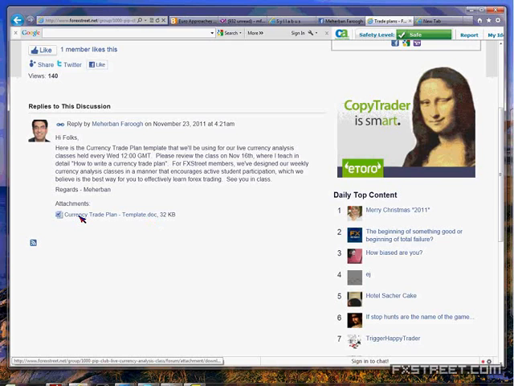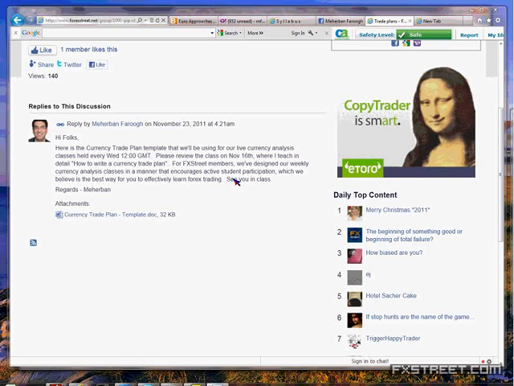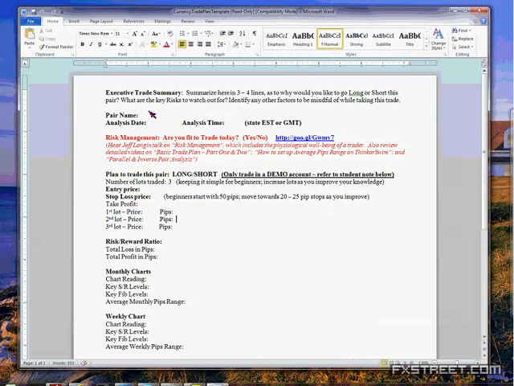go down and pick up this template. When you click on this currency trade plan template, I hope my screen doesn't get jammed up. When you click on this template, there you go. A Word document opens up. That's the Word document. This is the trade plan template.